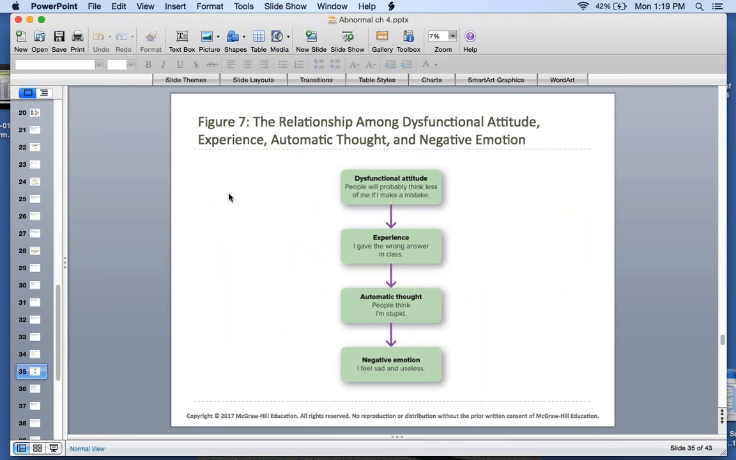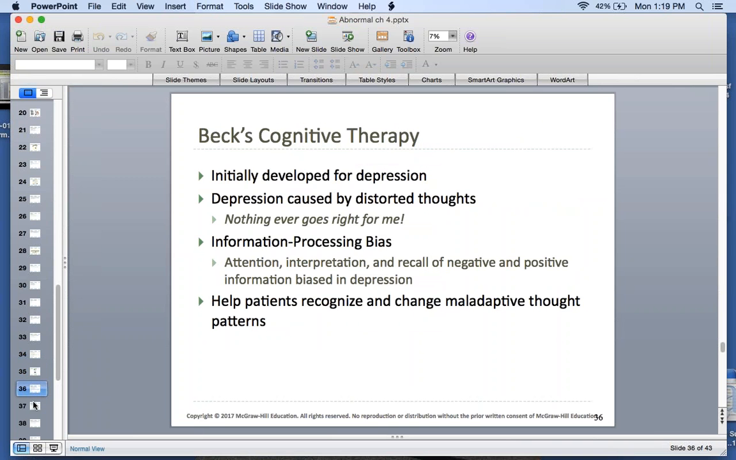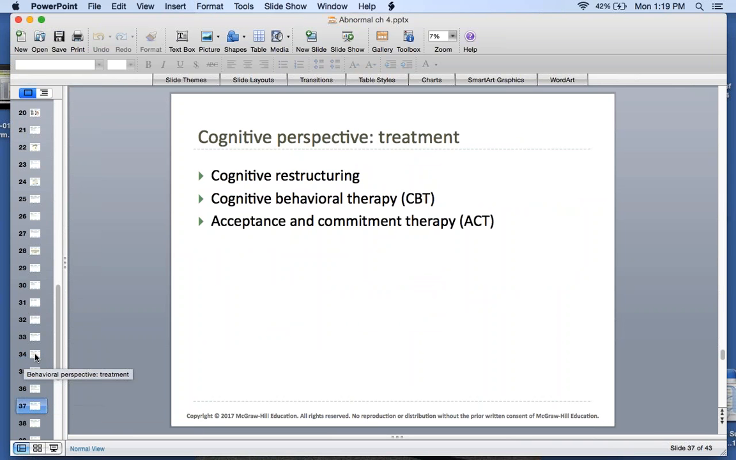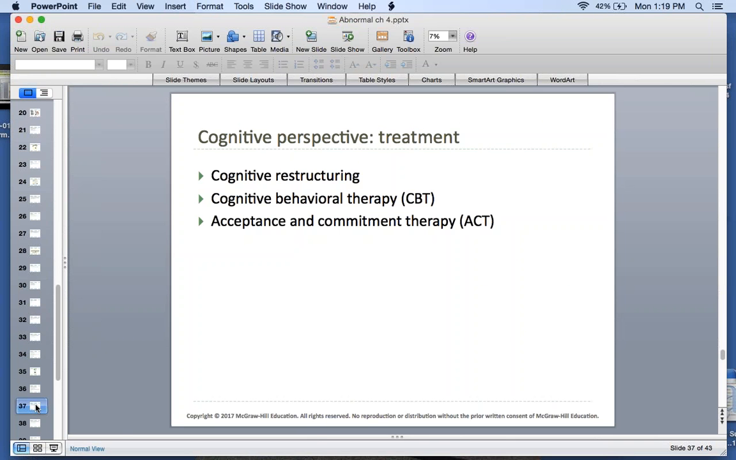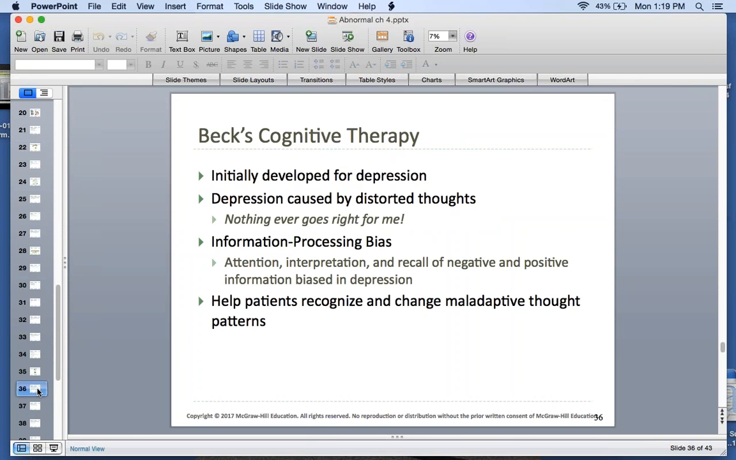Okay. This is cognitive. What happened? Okay. So I don't know. These seem a little out of order for some reason, but this is now our cognitive perspective. Okay, so I'm going to jump here. So with our cognitive perspective, we have cognitive restructuring, cognitive behavioral therapy, and something called acceptance and commitment therapy. Okay, so the idea is that we have thoughts, right? I'm going to go out of order here.